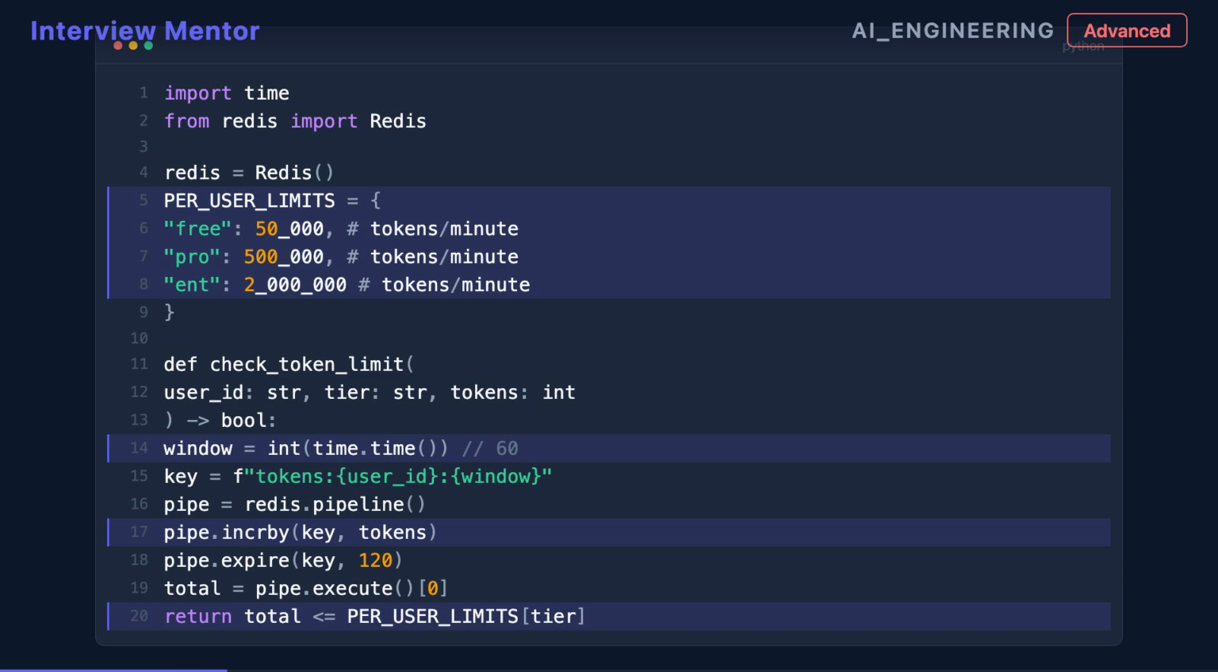Instead, implement a sliding window that tracks input plus output tokens per user per minute. When they exceed the threshold, you throttle them. This is the only way to put a real ceiling on cost.